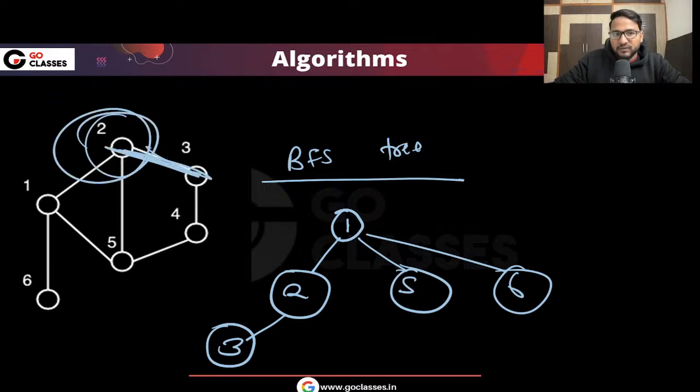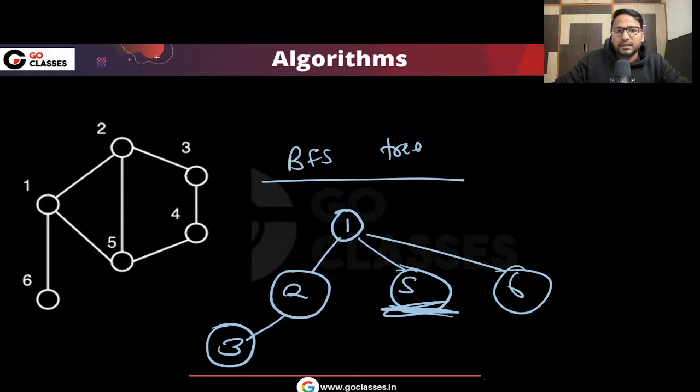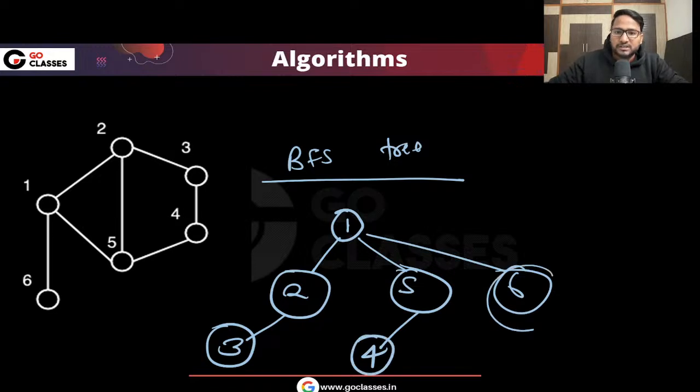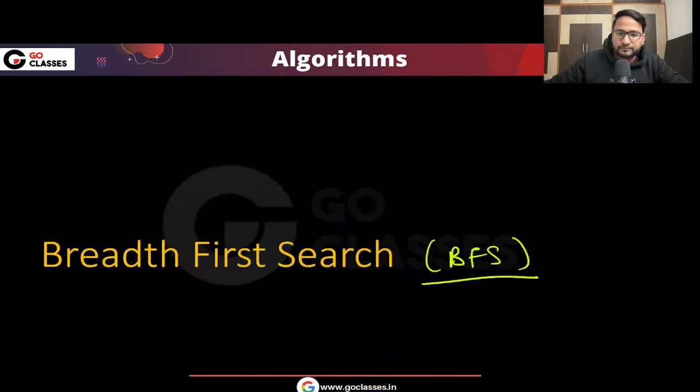Now you will pick this 5, and then you will say that this 5 has which unvisited neighbor, it is 4, right? So you will say that this 5 has 4, and then you will pick this 6. I think this 6 doesn't have any unvisited neighbor, so this is done. Similarly for 3, there is no unvisited neighbor. Now there is no unvisited neighbor for 4, so this is called BFS tree, right? This is called the BFS tree for this given particular graph.